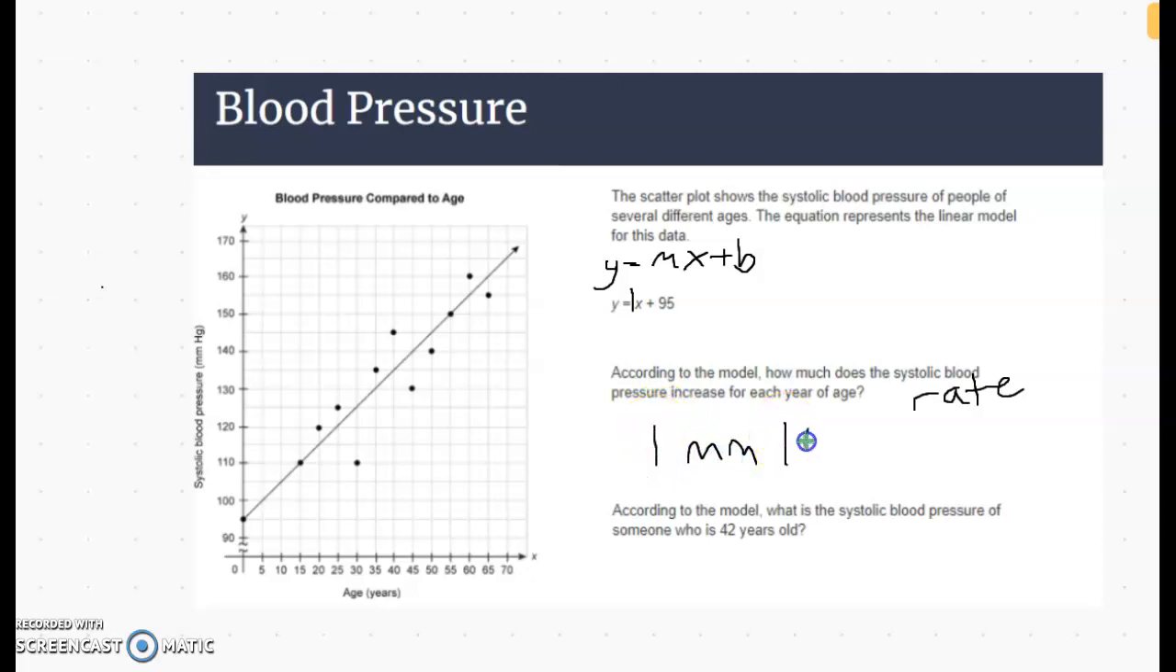Alright, so to answer that question, 1 millimeter of mercury per year. That is the rate. The rate is 1. Alright, so notice the slope. It goes up 1, right 1, up 1, right 1, up 1, right 1.